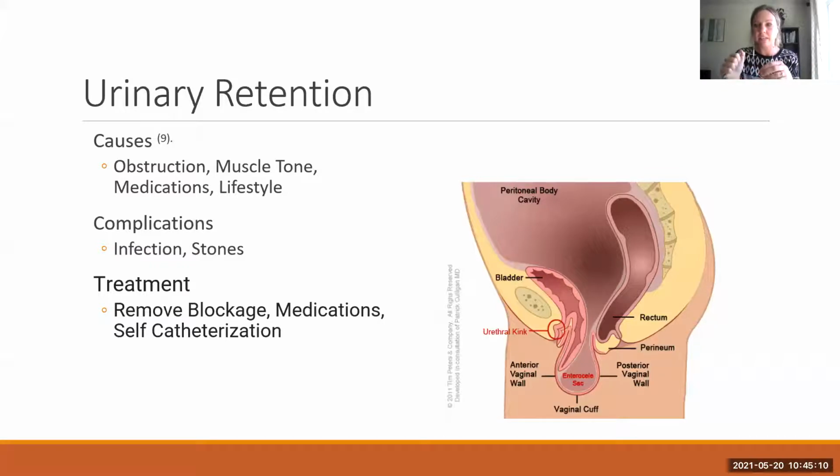And then lastly, if they can't fix the problem with some of these other interventions, there are a lot of other ones that I'm not mentioning here, but self-catheterization is the ultimate hard stop. And that is, if you can't get the urine out naturally or by any other means, then you have to physically get it out with a catheter.